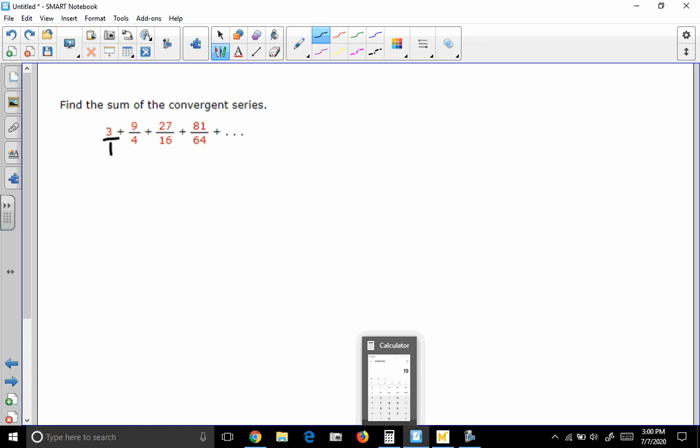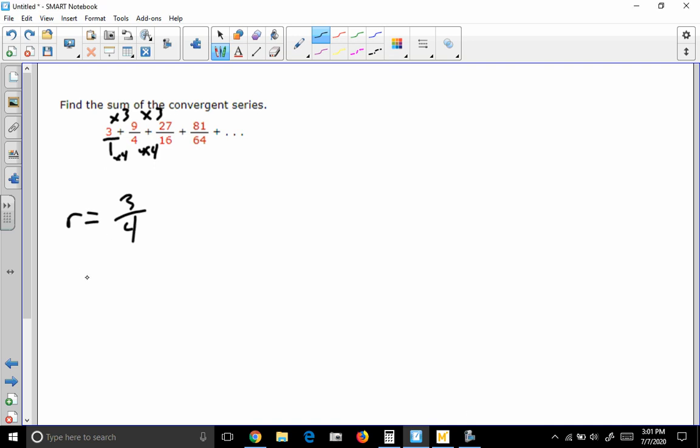Terms or fractions, let's put a 1 under the first term. They say find the sum of the convergent series. They don't tell us what kind of series it is to begin with, but let's see if we can pick up a pattern. Notice each numerator is 3 to a power. To get from here to here, we're multiplying by 3. Here to here, times 3 times 3. And each denominator is a power of 4. So from here to here, we're multiplying by 4, and then times another 4, and times another 4. So we're multiplying by 3 on top, 4 on bottom each time.